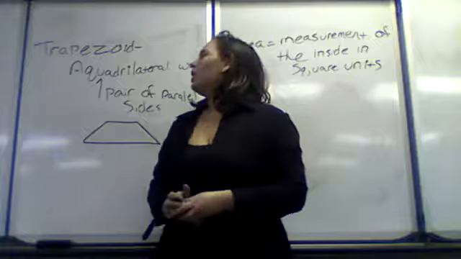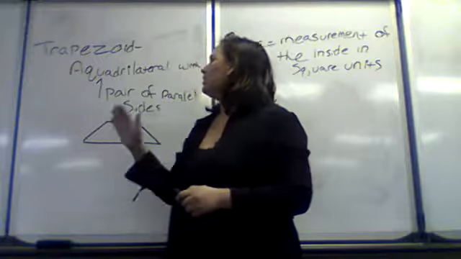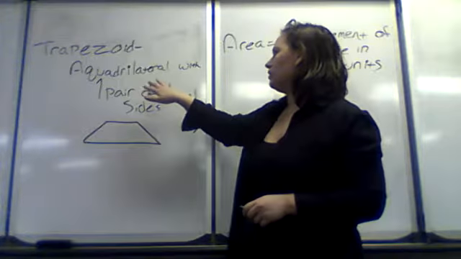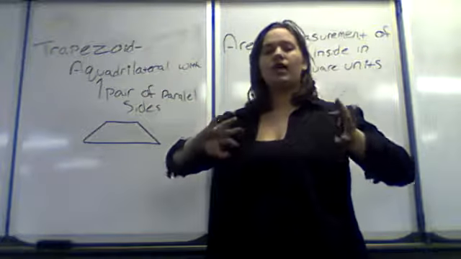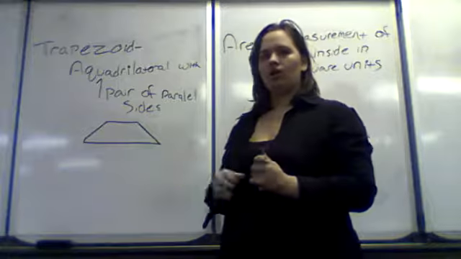Hello, I'm Katiana. Today we're going to be learning about trapezoids. More specifically, we're going to be learning the definition of, as well as how to find the area of, a trapezoid. A trapezoid in this case is a quadrilateral shape, or a four-sided figure, with one pair of parallel sides.